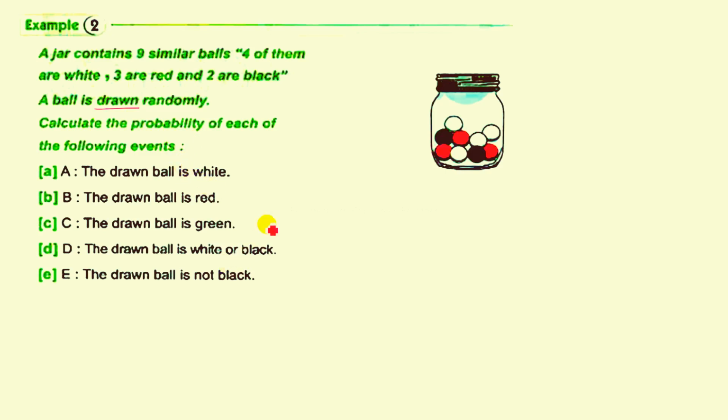The most important thing is to find the number of elements of the sample space. We have 9 similar balls. Remember, 4 white plus 3 red plus 2 black, which gives 9 balls. This is the number of elements of the sample space. Letter A, the probability that the drawn ball is white. We write on top the number of white balls. How many white balls? Yes, 4 over the total number, 9.